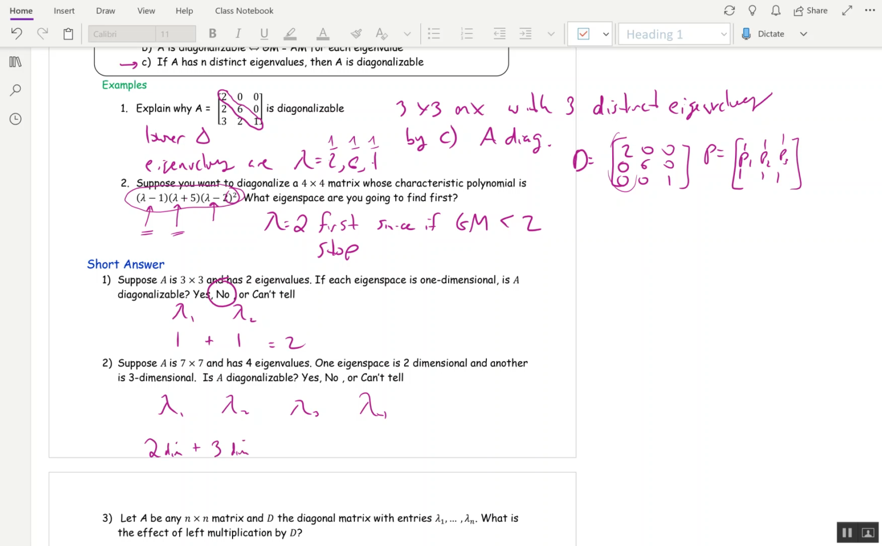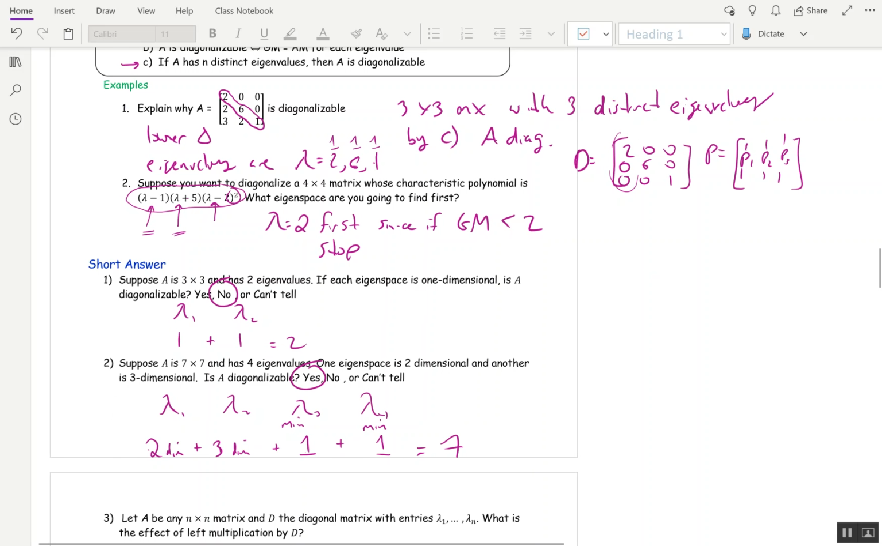So we've got 2 vectors there and 3 vectors for lambda 2. We know we'll have at least 1 vector for lambda 3, because that would be a minimum of 1-dimensional. Same with lambda 4, minimum of 1. So we'd have 3, 4, 5, 6, 7. So yes, 7 linearly independent eigenvectors. So you could say yes.